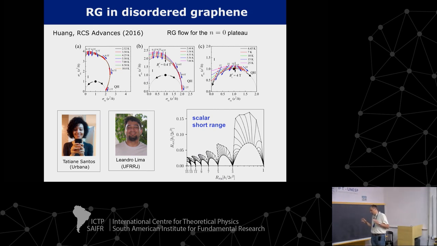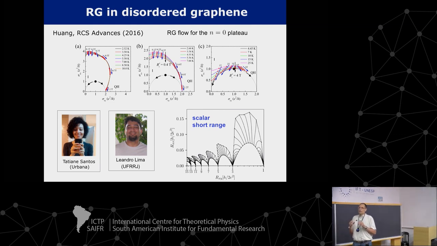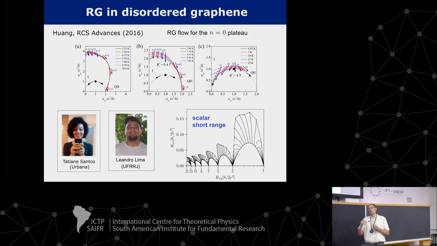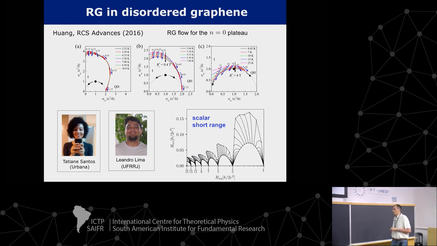When I started with this detour, I explained to you that there is a theory that explains the transversal resistivity and doesn't explain the longitudinal. And there is another theory that explains the longitudinal, but not the transversal. This is very bad.